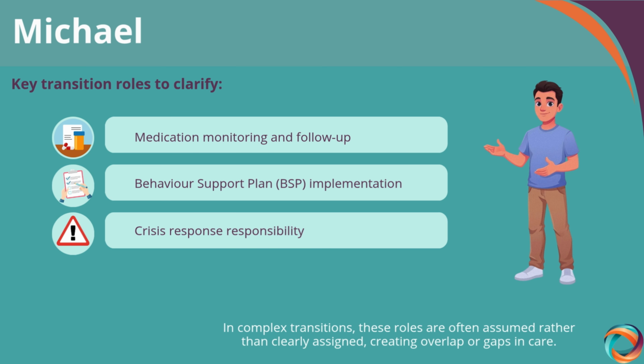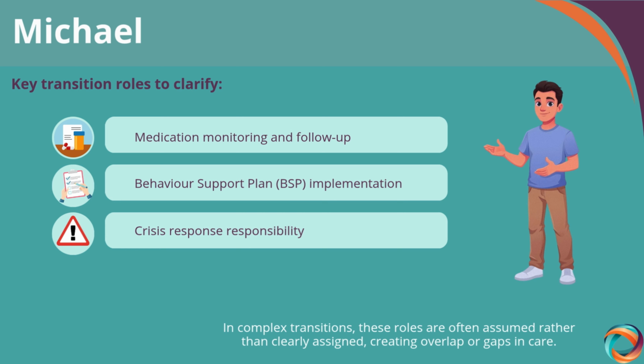Returning to Michael, let's consider the following. In Michael's case, we can see how key responsibilities need to be clearly defined during the transition into community supports. This includes who is responsible for medication monitoring and follow-up, who is implementing the behavior support plan, and who takes the lead during a behavioral or psychiatric crisis.